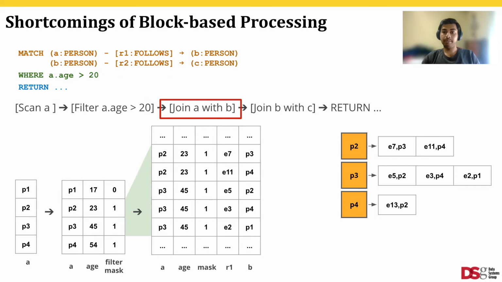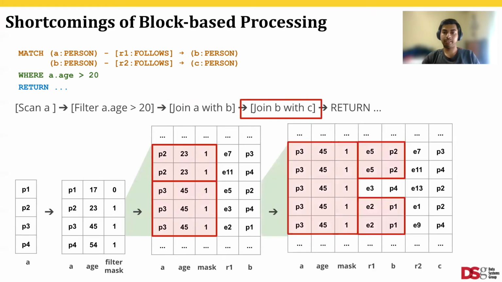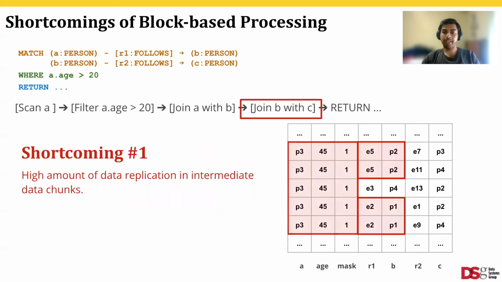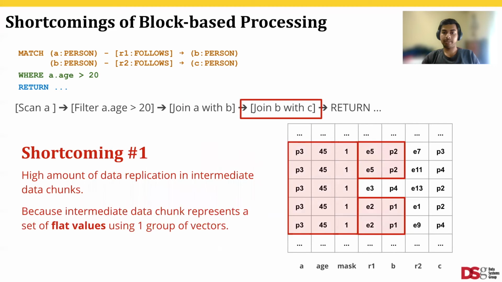Here only part of the intermediate data chunk is shown, but as can be seen, P2 is replicated twice and P3 thrice. Those are the sizes of their forward adjacency lists respectively. Similar replication happens on the next join too. Hence, the shortcoming is that there is high replication of data in the intermediate data chunk, the reason being that the intermediate data chunk is represented as a set of flat tuples in a single group of vectors. Each row in the data chunk is a resultant tuple. Momentarily, as I show, this can be fixed by factorized representation.